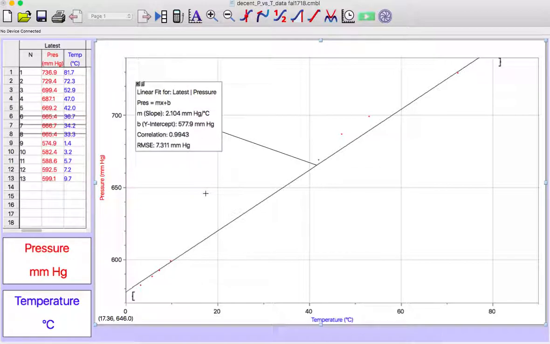I get a correlation of 0.9943. And so what that means is that I could say that pressure equals a constant number, that's the slope, in this case 2.104 millimeters of mercury for every degree C, times the temperature plus a vertical intercept, which is 577.9 millimeters of mercury. So what that really means is when the temperature is zero, 577.9 millimeters of mercury is what the pressure is.